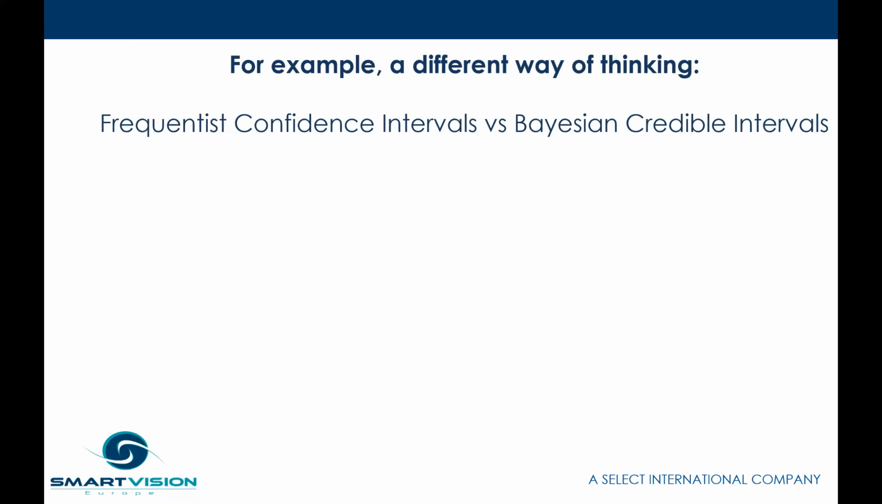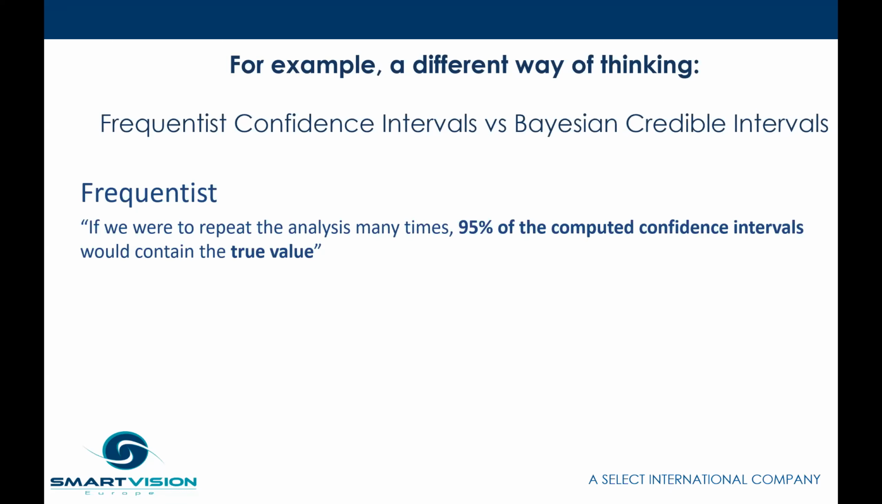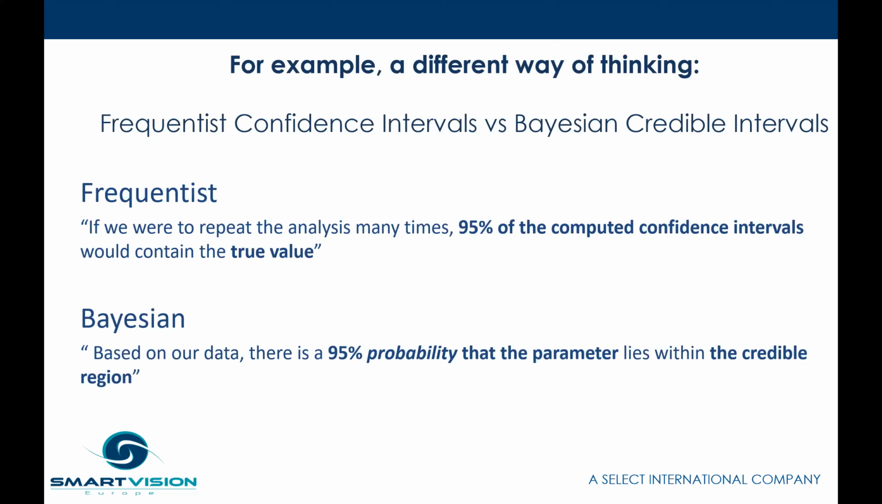It's actually giving a Bayesian interpretation. And let's talk about that. In the Frequentist tradition, it basically says, if we were to repeat the analysis many times, 95% of the computed confidence intervals would contain the true value. That is not the same as saying that based on our data, there is a 95% probability that the parameter lies within this region, within the confidence intervals. That's actually what Bayesian statistics do.